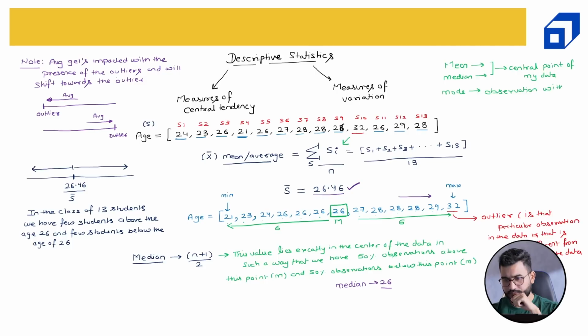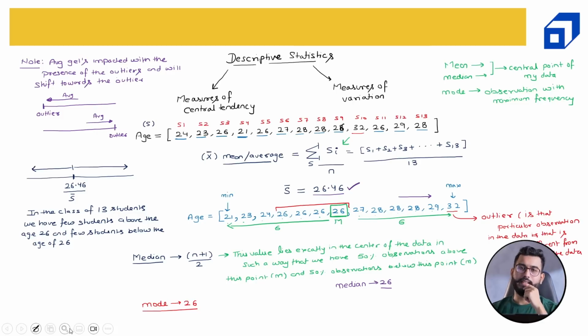Observation with maximum frequency. So if you carefully observe in this particular data, I'm having observation 26. This observation has appeared 4 times, right? So the frequency is highest for observation 26, and hence the mode of this data is 26.